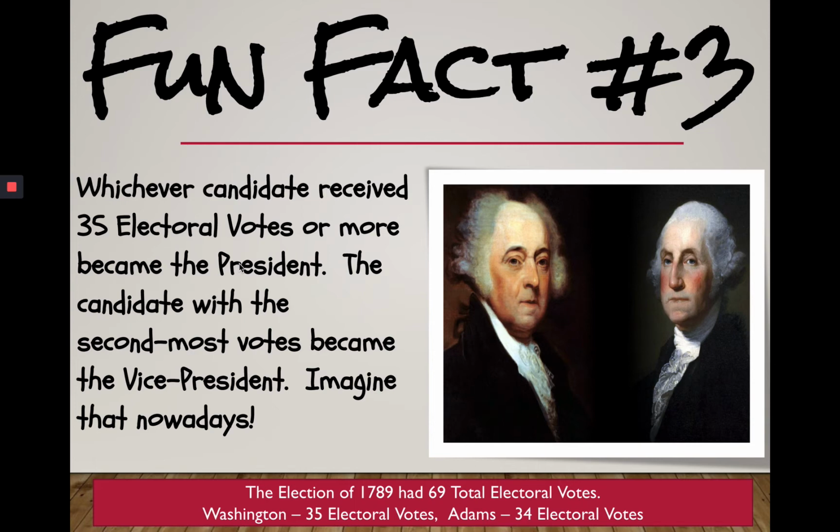And in 1789, if you read at the bottom of the screen, there's 69 total electoral votes. George Washington got 35, so he was president. John Adams got 34, so he was vice president.